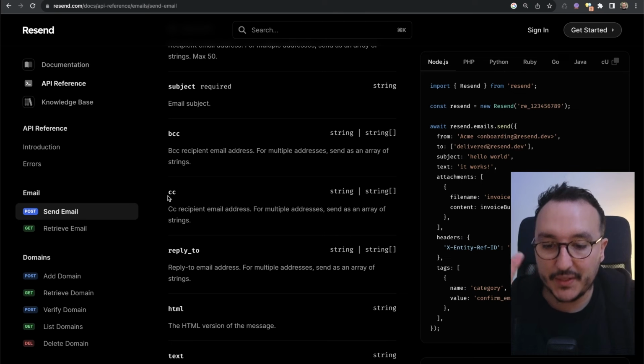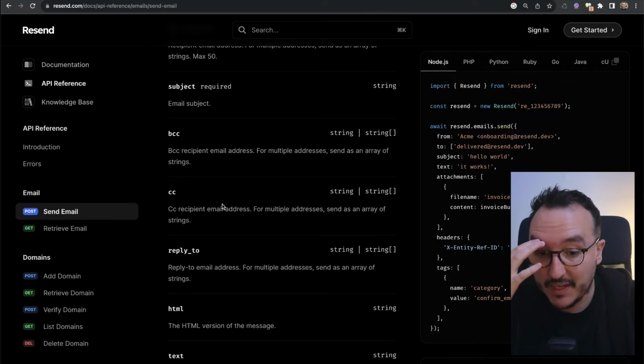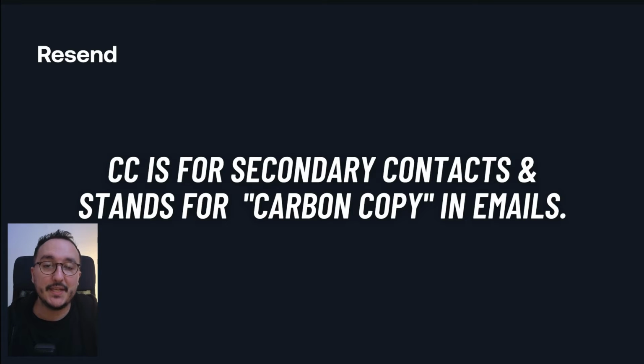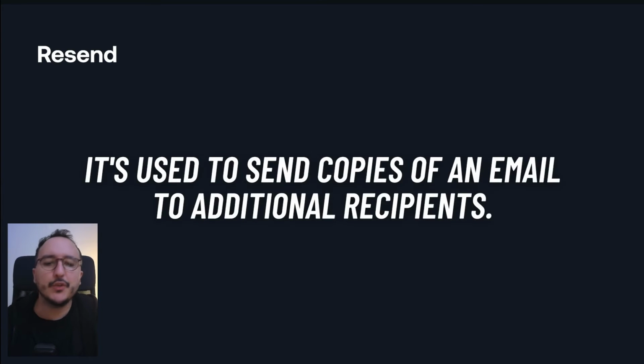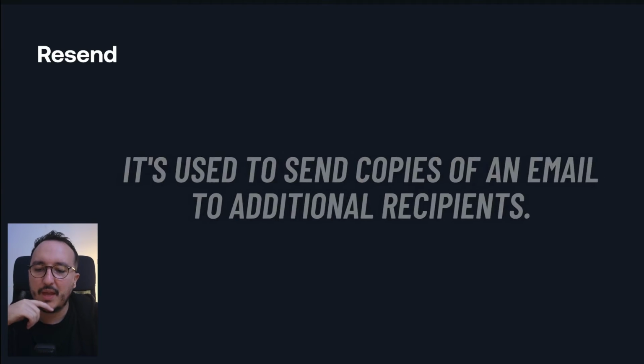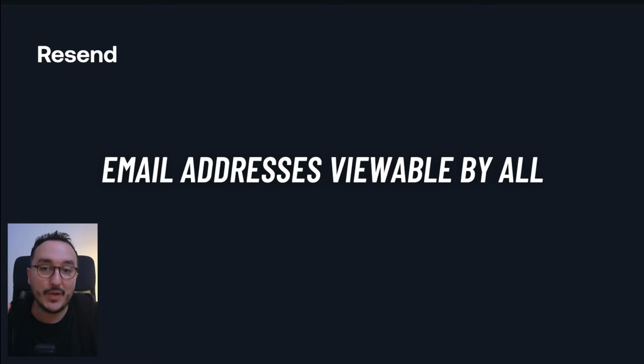Another option is the CC, for a recipient email address. CC is for secondary contacts and stands for carbon copy in emails. It's used to send copies of an email to additional recipients. So if you want to send an email to somebody and you want other people to receive it, you use CC. Then you've got to know that email addresses in CC are viewable by all.